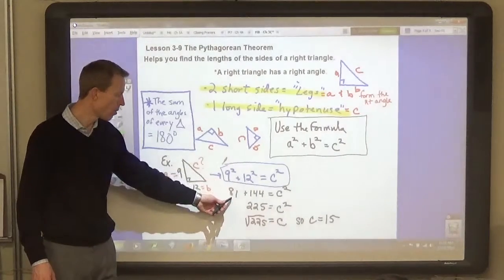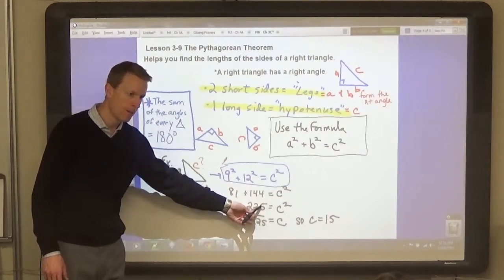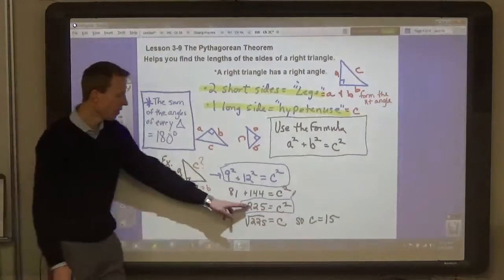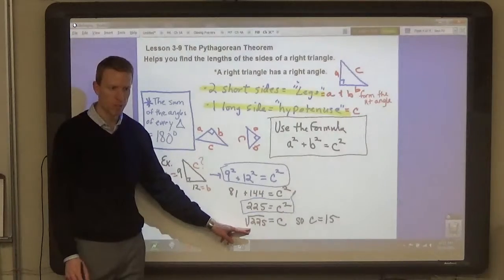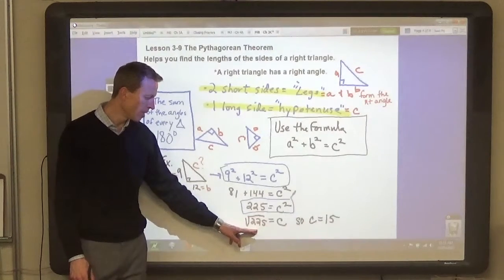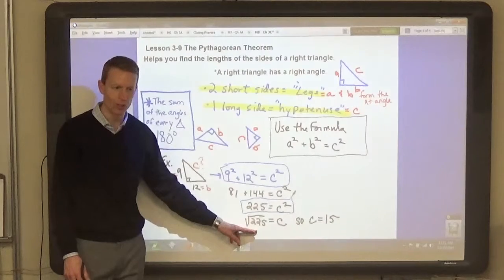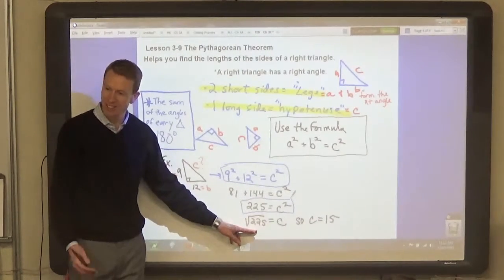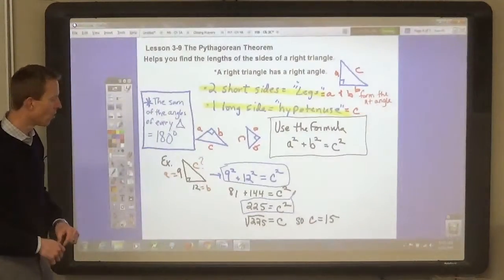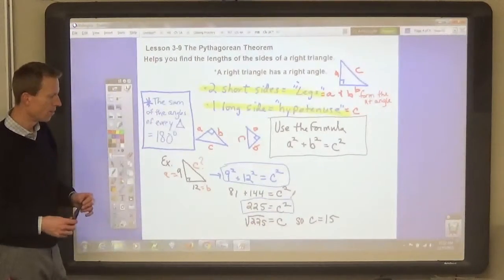So 9 squared is 81. 12 squared is 144. Add those together, and it's 225. So c squared equals 225. That means c is the square root of 225, which happens to be a perfect square. The square root of 225 is positive or negative 15, right? Which one should we use? The positive, because we're talking about the length of a side. Anytime you're talking about a length, you're talking about a positive number. So the last thing you have to remember to do is to find the square root of whatever number you find. Okay?